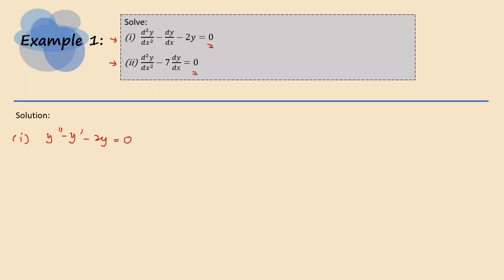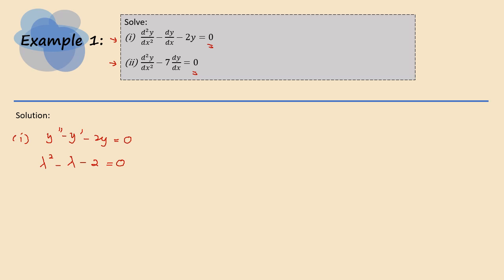So let's transform the equation into our characteristic equation. Y double prime is equal to lambda squared, y prime is equal to lambda to the power of 1, and y is equal to lambda to the power of 0, that is equal to 1. So equal to 0. Now we have our characteristic equation, that is a quadratic equation.